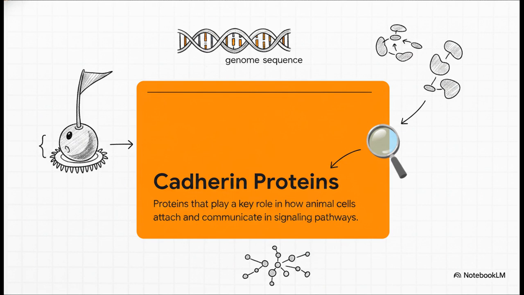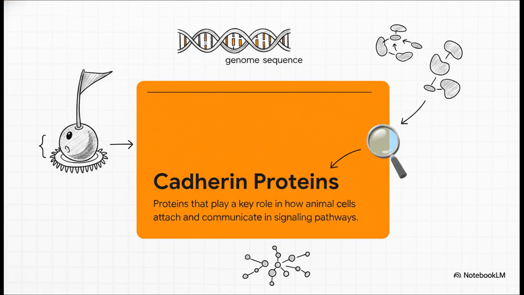Researchers sequenced the genome of a specific unicellular choanoflagellate called Monosiga brevicollis just to look for clues. Basically, they were hunting for the origin of cadherin proteins. In animals, cadherins are absolutely crucial. They dictate exactly how animal cells physically attach to one another and participate in complex cell signaling pathways. And here's an amazing piece of molecular trivia for you. They're called cadherins because they are calcium-dependent adherents. That means they literally require calcium ions to function and glue cells together.